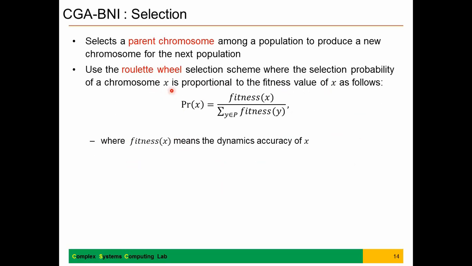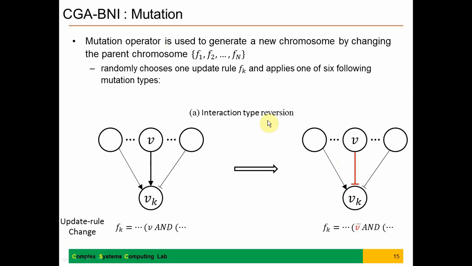Selection. We use the roulette wheel selection, where the selection probability of the chromosome is proportional to its fitness value. Mutation. Mutation generates a new chromosome by changing the parent chromosome. So firstly, we randomly choose one function Fk and apply one of six following mutation types. In this case, the node Vk will be changed. The other nodes are not changed.